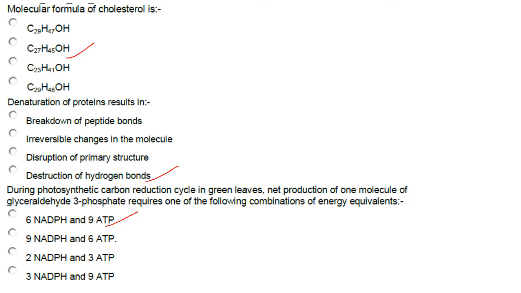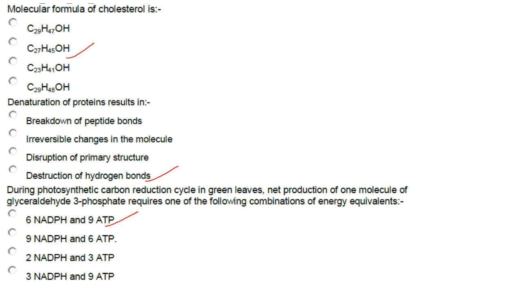Then denaturation of protein results in. Denaturation reactions are not strong enough to break the peptide bond. So breakdown of peptide bond is not correct, but disruption or destruction of hydrogen bonds is correct. So answer is option D.